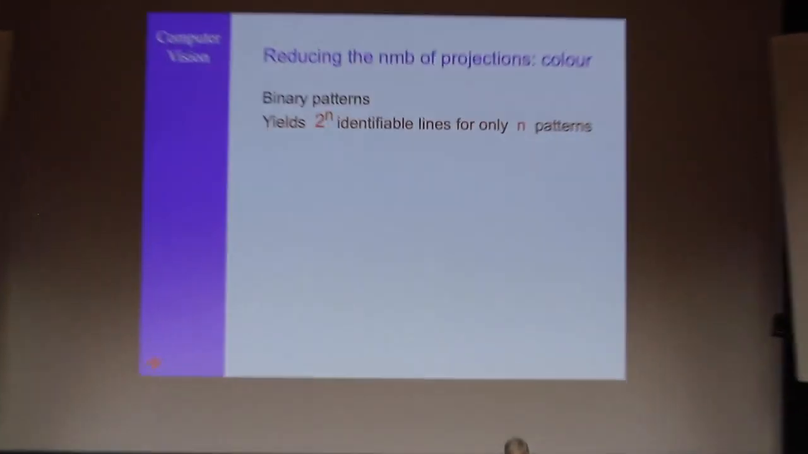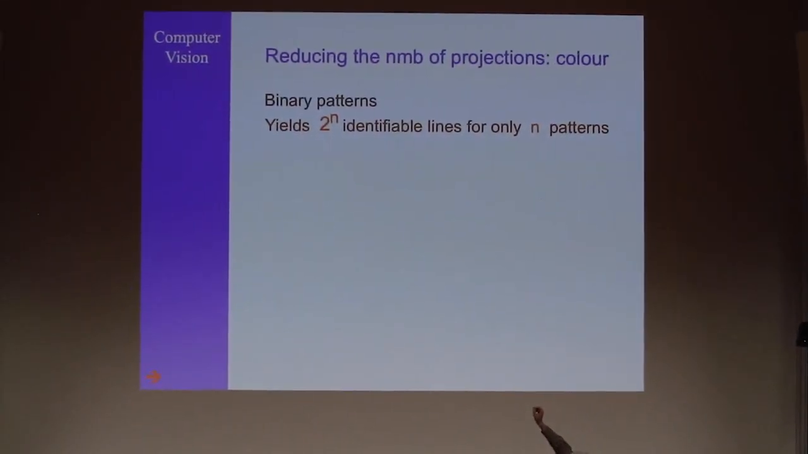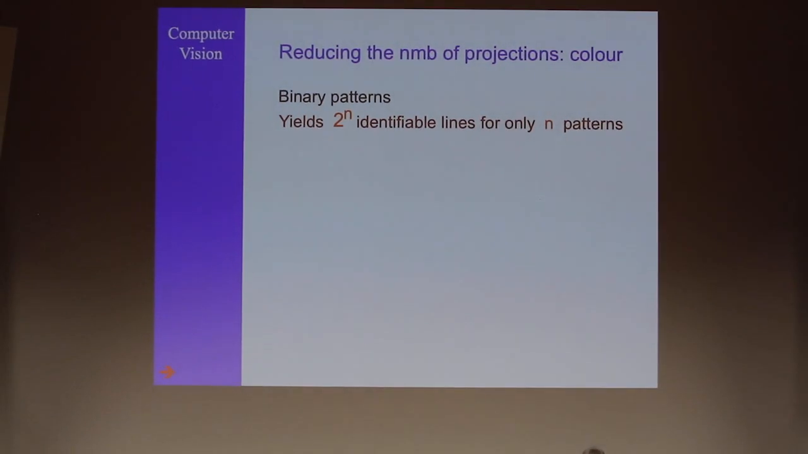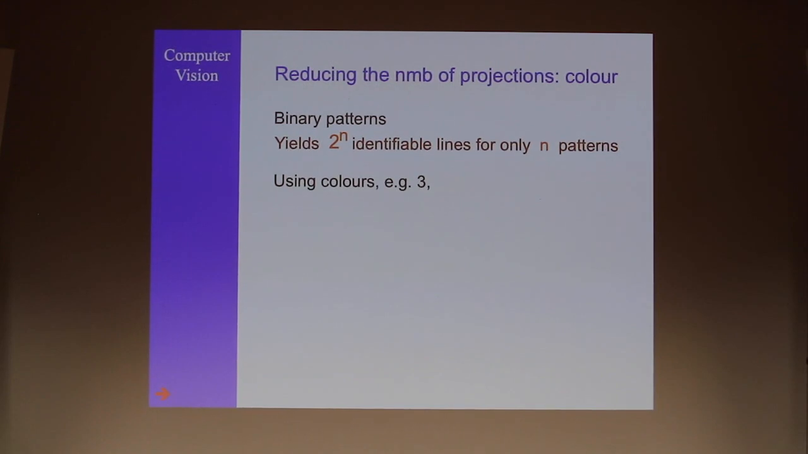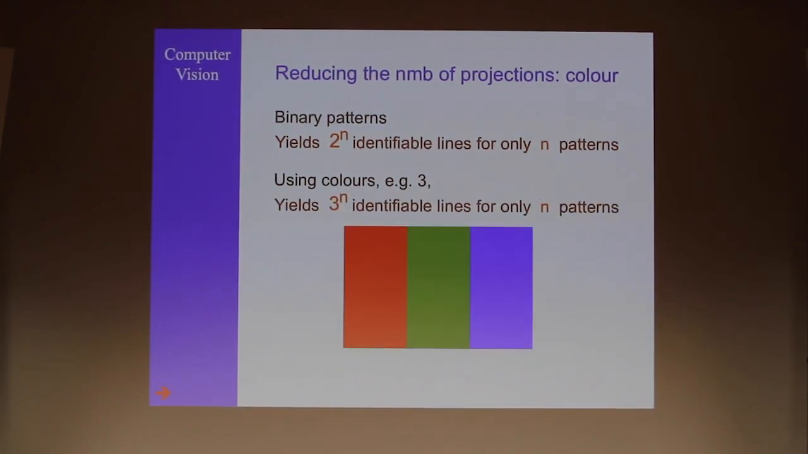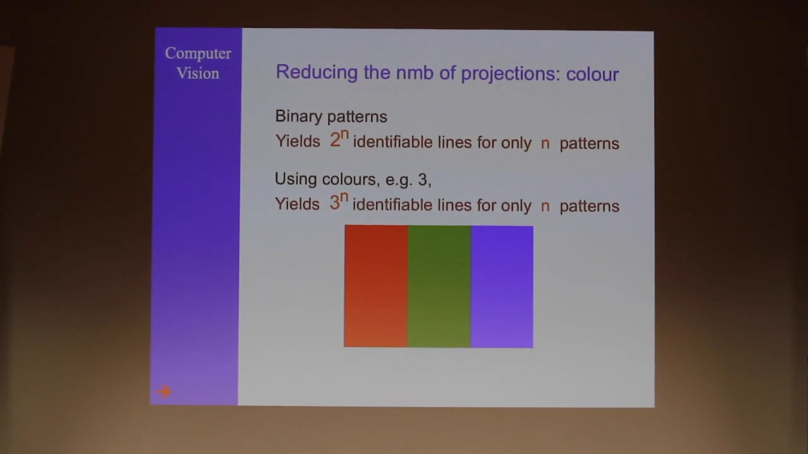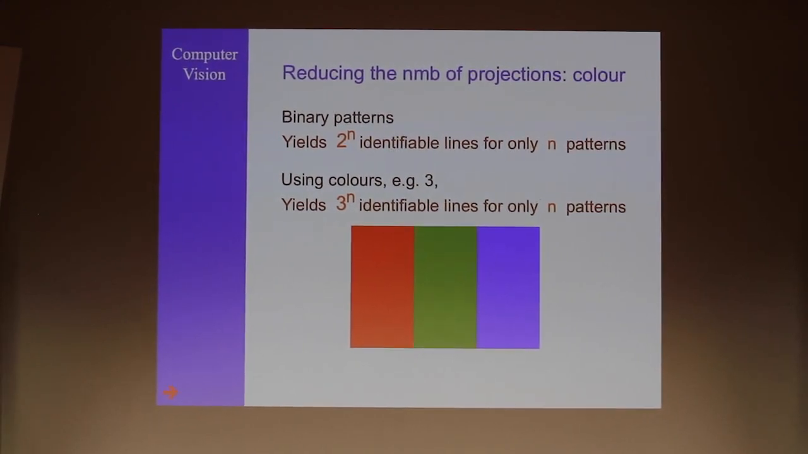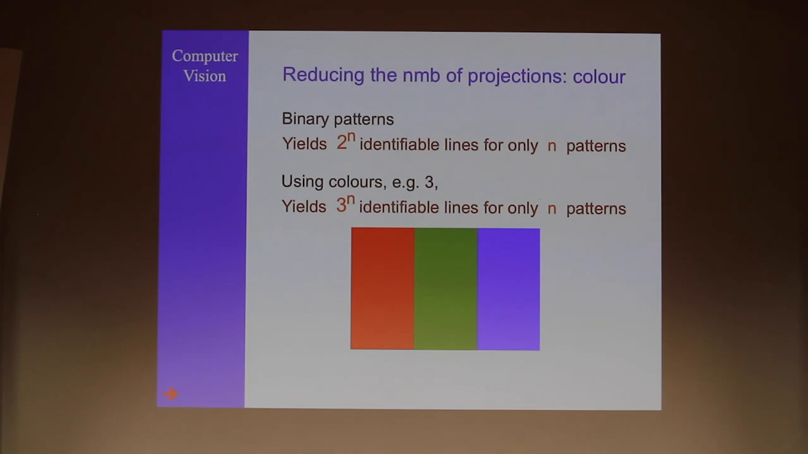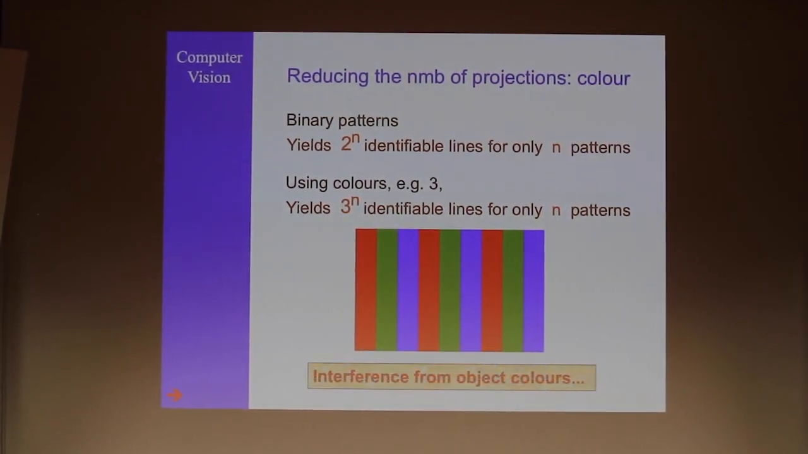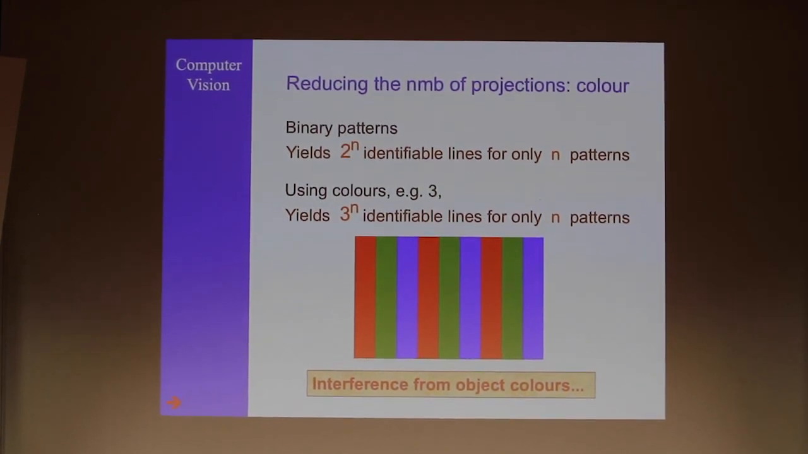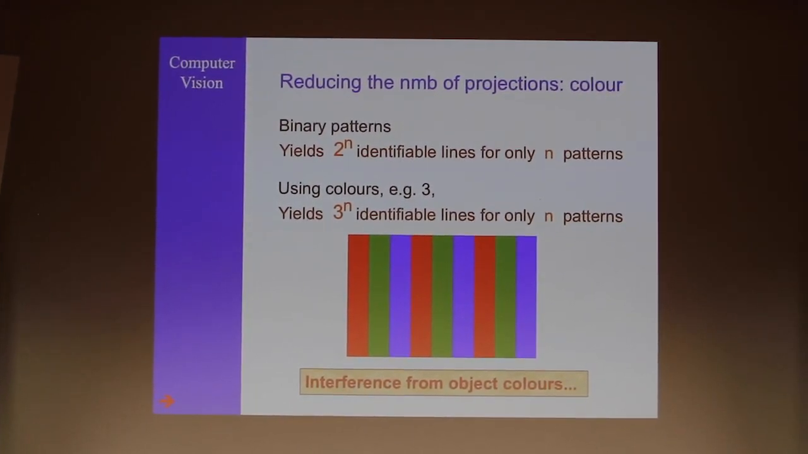And now, of course, one can think, can't we push this a bit further? 2 to the power n. But what if we could increase the 2? We have 3 to the power n or 4. Well, one way of doing that would be if one were to project with colors. For instance, red, green, blue. Then we have 3 to the power n, because we can play the same trick. This is the first pattern, and that would be the second, and so on. So it goes up a lot faster than just with 2 to the power n.